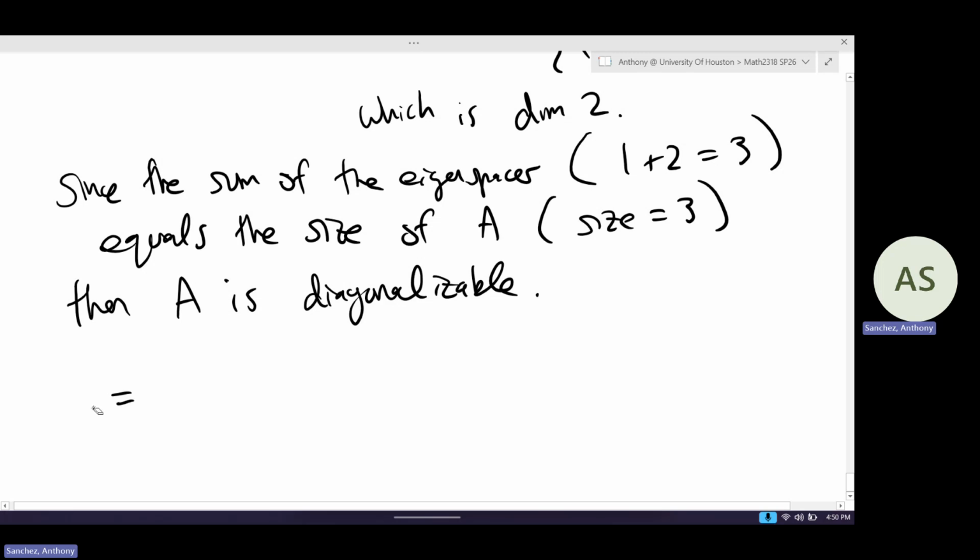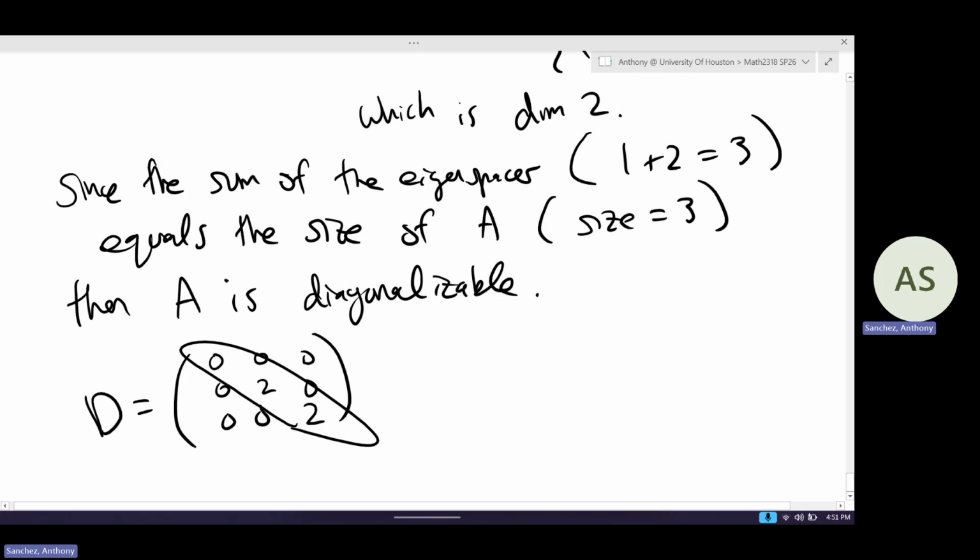So maybe D is probably easier to construct. Let me start off with D. It's going to be the matrix of eigenvalues. It's going to be 0, 2, and 2, and then zeros everywhere else, right? This corresponds to the eigenvalues. I have eigenvalue 0 with multiplicity 1, and then I have eigenvalue 2 with multiplicity 2.